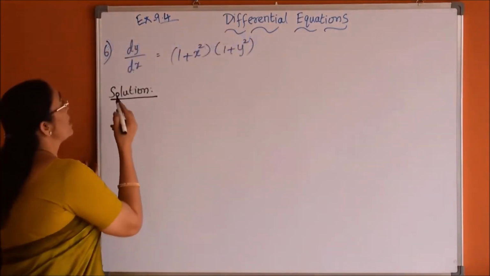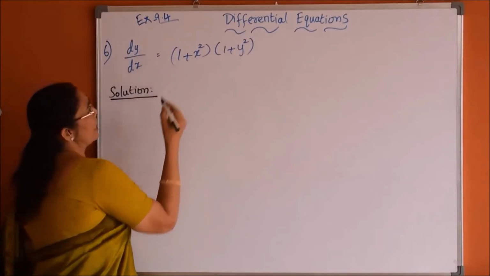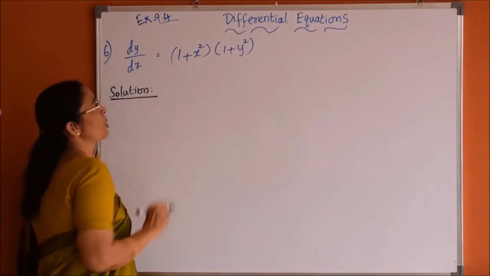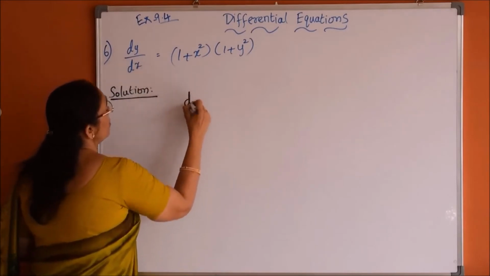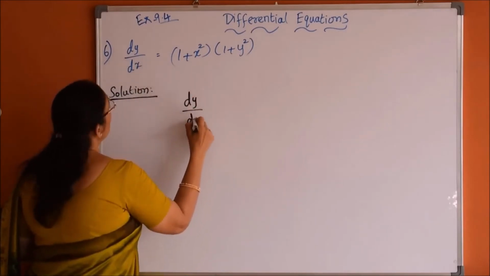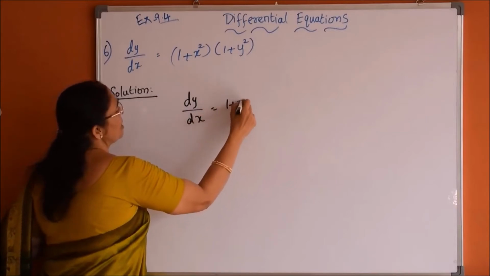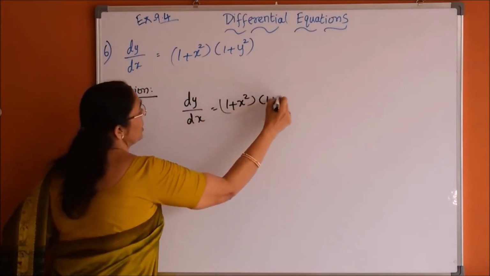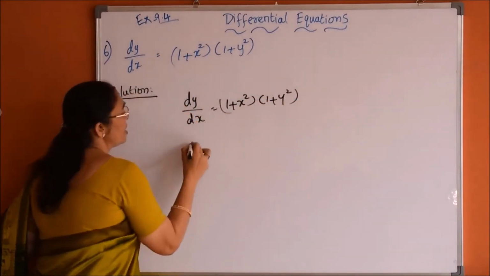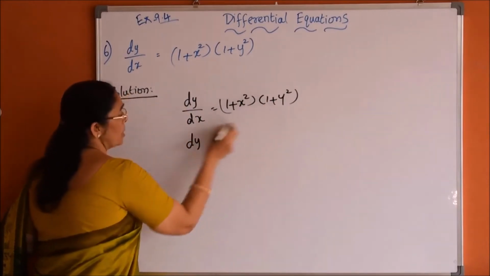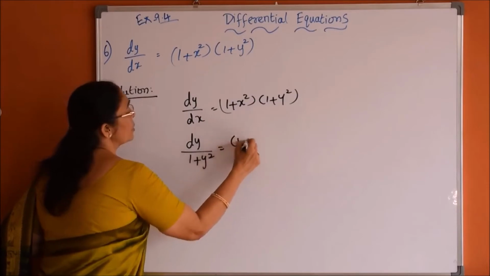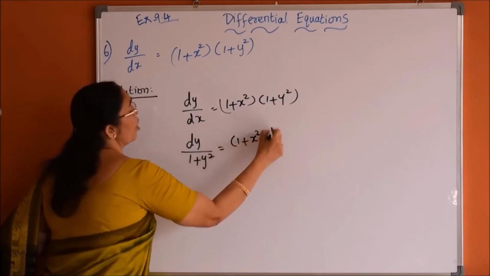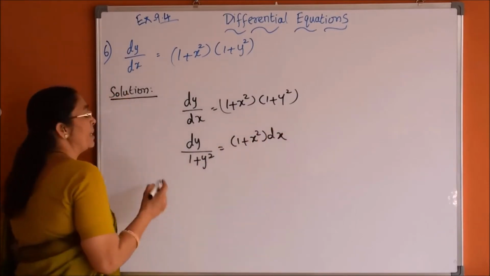Sixth problem, dy by dx is equal to 1 plus x square of 1 plus y square. Let us separate the variables. Let me write once, dy by dx is equals to 1 plus x square into 1 plus y square. So with dy I can write 1 plus y square. So dy by 1 plus y square is equals to 1 plus x square of dx. So we separated the variables.